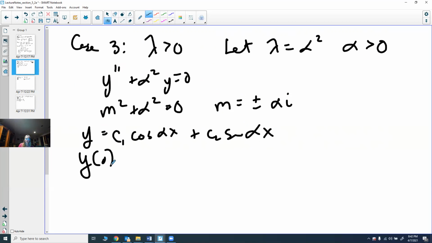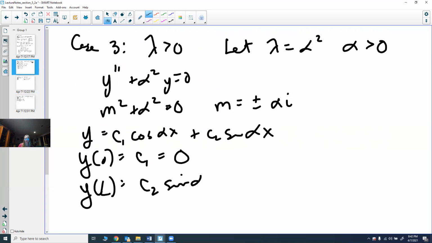Again, our boundary conditions are y of 0. Y of 0 would be c1. That would equal 0. Again, c1 equals 0. So that's kind of boring. But now let's look at y of L. Y of L would be c2 sine of alpha L, and that equals 0. Well, that could be 0 if c2 is 0. So c2 could be 0, in which case we're back to y equals 0, and it's boring and who cares. So we're going to ignore this situation.